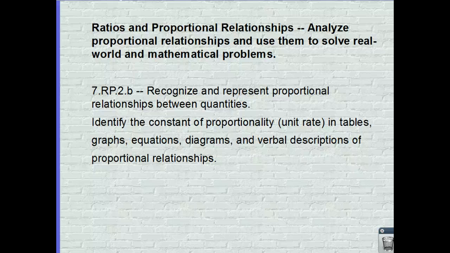Okay, this is 7.RP.2.b, 7th grade ratios and proportions, standard 2 subpart B. And what we're going to be doing today is we're going to be talking a lot about this constant of proportionality, also known as a unit rate, formerly known as the slope, which we've been talking about. And we're going to try to recognize what this unit rate is in graphs, in equations, and some proportional relationships today.